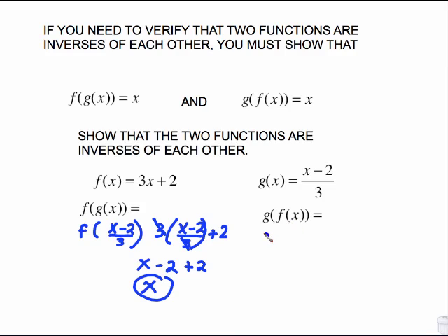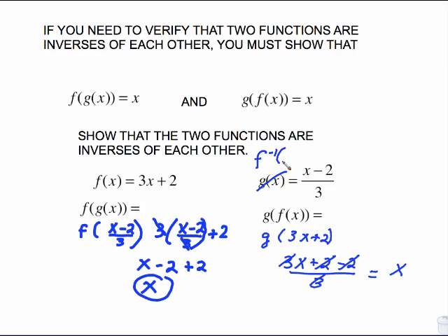To do g of f of x, f of x is 3x plus 2. So we are going to put this entire 3x plus 2 in place of that x. So I put 3x plus 2, and then the rest of the function looks the same. In this case, 2 and negative 2 cancel. Now we have 3x over 3. The 3's cancel, and we get x. Because f of g of x equaled x and g of f of x equals x, we can say that these two functions are inverses of each other. And since they are inverses of each other, instead of using the g of x notation, I can now use f negative 1 of x to show that they are inverses of each other.